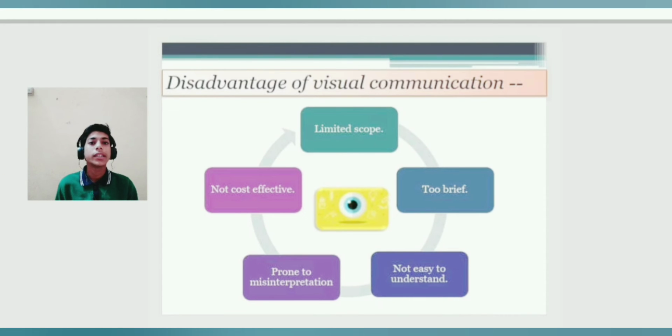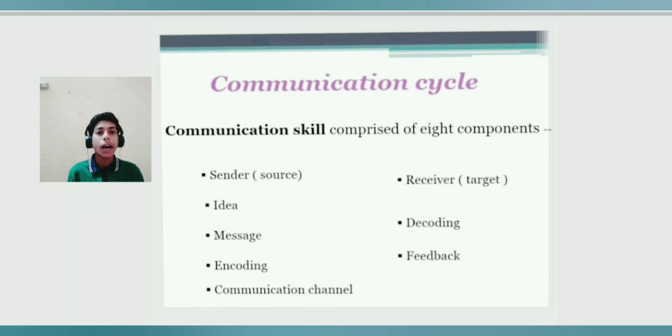Let's try to understand the disadvantages of visual communication. There are 5 main disadvantages of visual communication. These are: limited scope, too brief, not easy to understand, prone to misinterpretation, and not cost effective. Now let's move to another topic: the communication cycle.